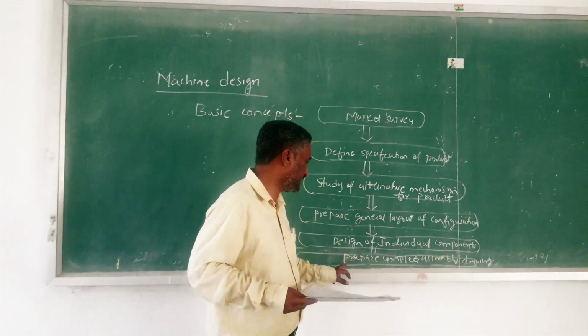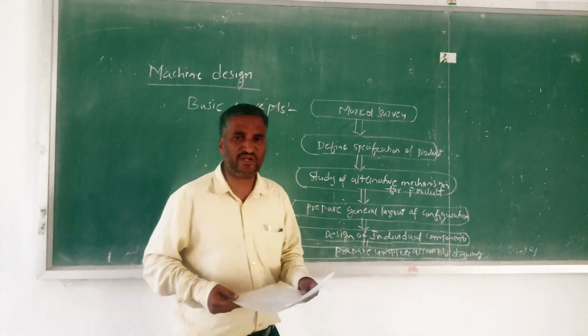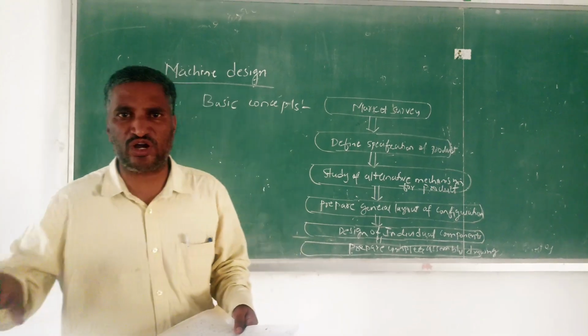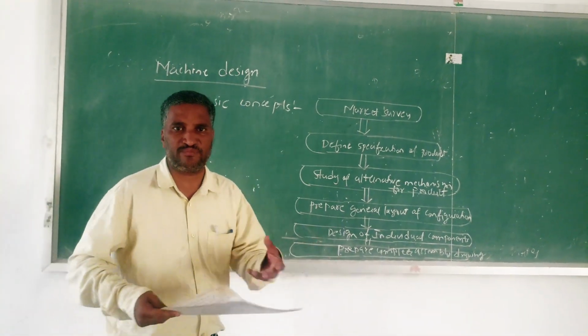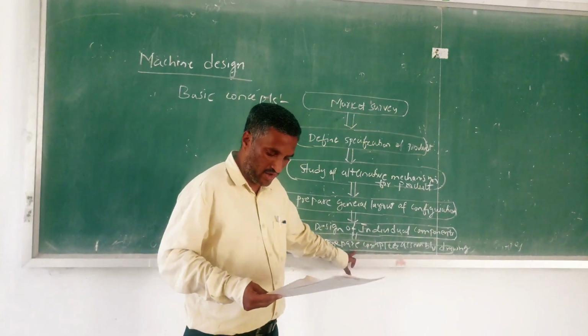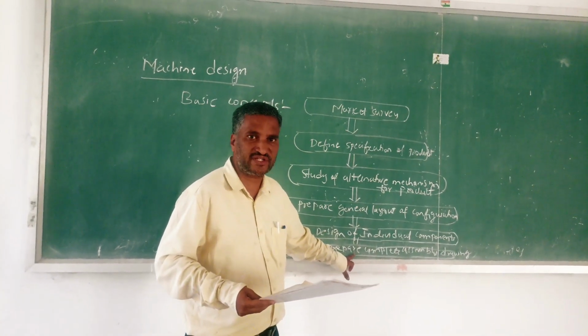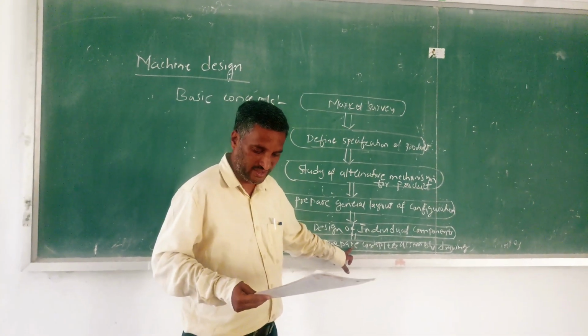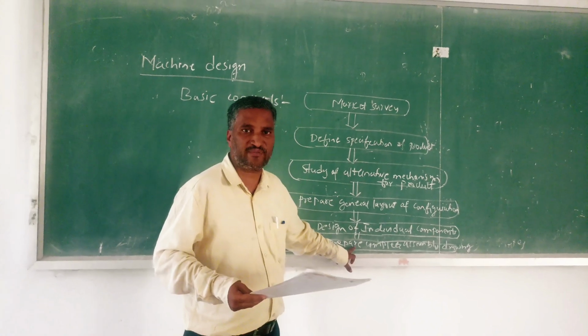So the last step in the design is to prepare the complete assembly drawing. What are we doing in assembly drawing? You need to prepare all the components, then you have to assemble all the components and make the assembly drawing. Apply all the dimensions and tolerances. You have to apply tolerances, surface finish, right? Machining symbols to be specified by the designer.